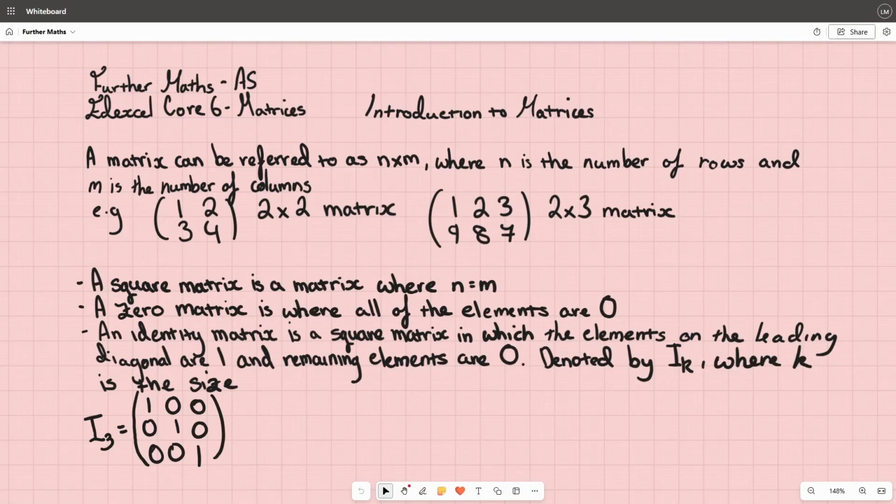Hi, today I'm going to be teaching AS Level Further Maths under the Edexcel specification. I'm doing the core module, and today I'm doing chapter 6, which is matrices. So first I'm going to introduce matrices.